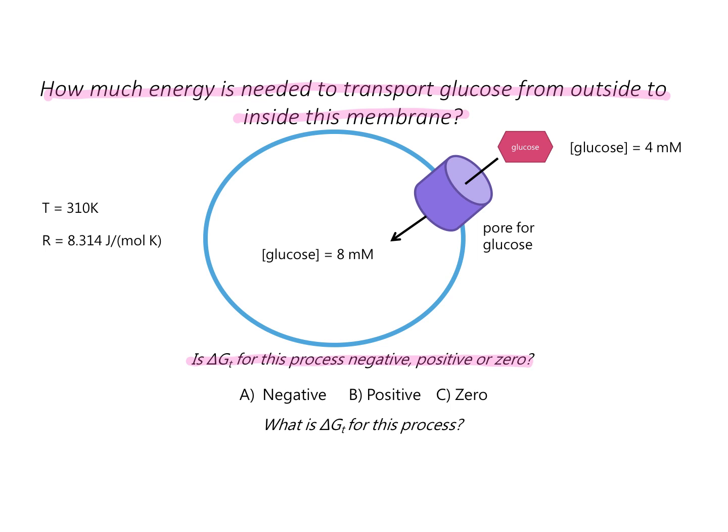So when I look at this, we have glucose going from 4 millimolar to 8 millimolar, which means it's going from low concentration to high concentration. Because of that, I know that it's an unfavorable movement, so I would expect my delta G for this to be positive. Okay, so let's calculate it out.